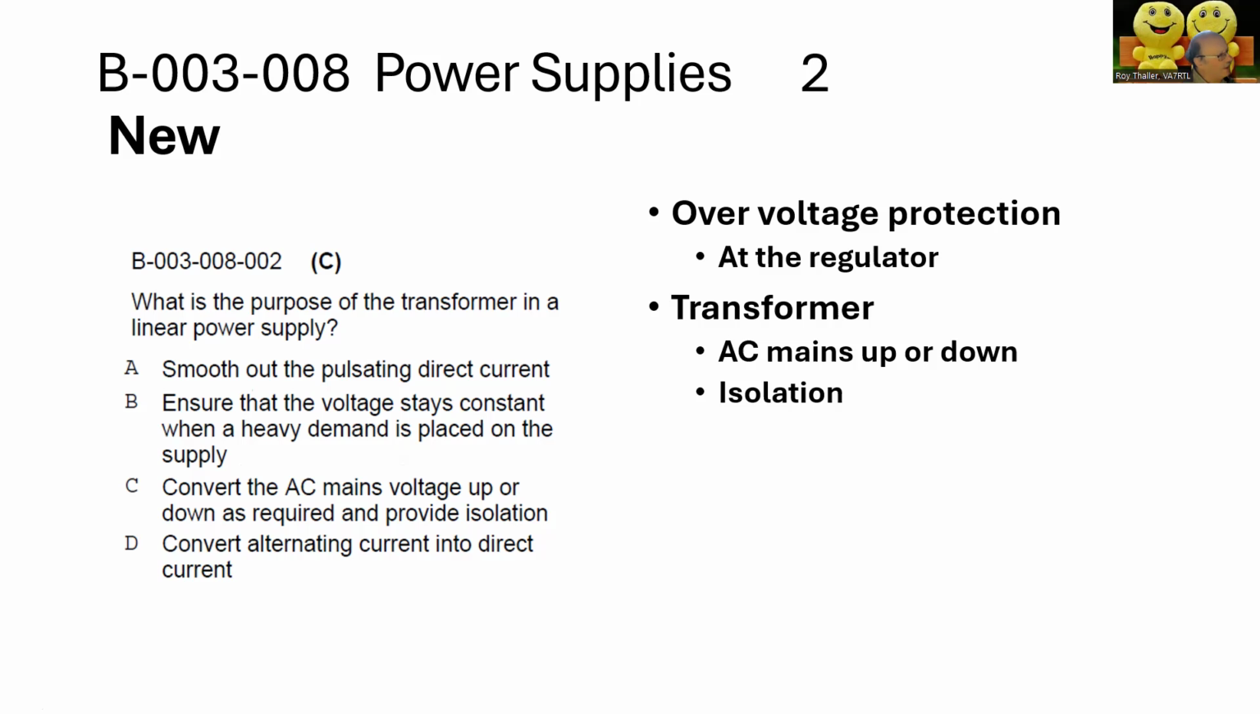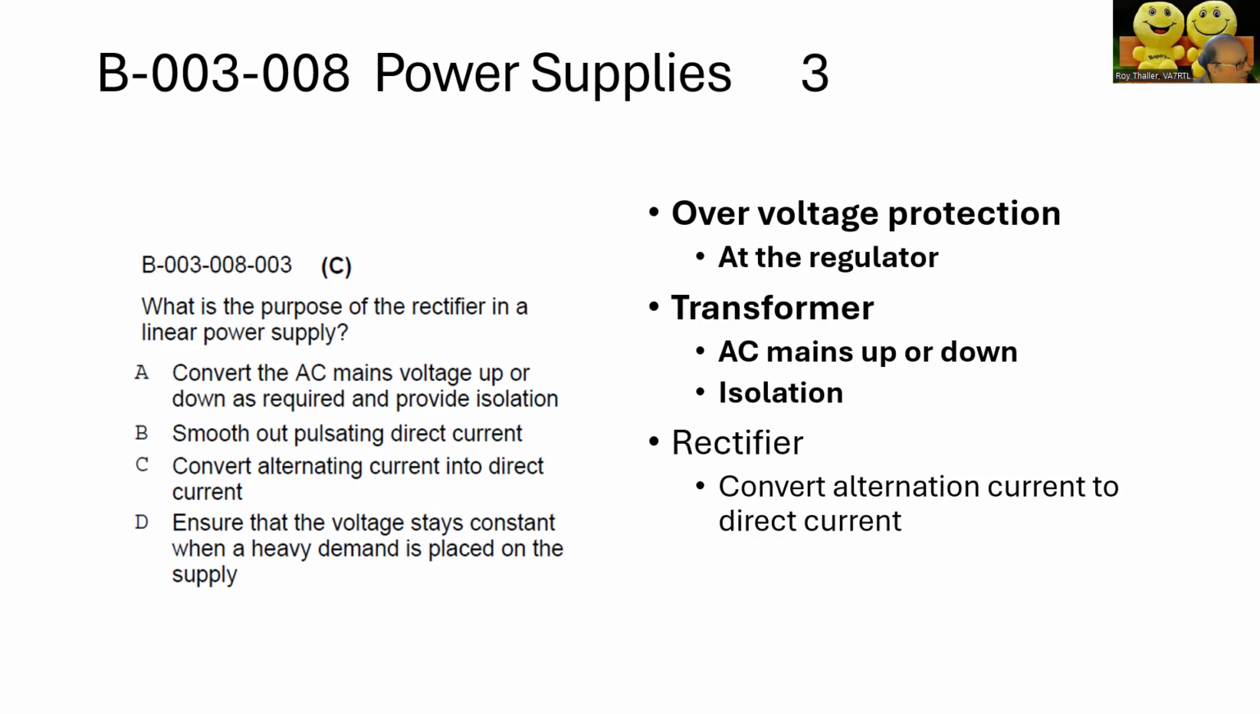Another new question, what is the purpose of the transformer in a linear power supply? So the transformer converts AC mains voltage either up or down as required and also provides isolation. What is the purpose of the rectifier in a linear power supply? So the rectifier converts alternating current into direct current. So C is the correct answer.